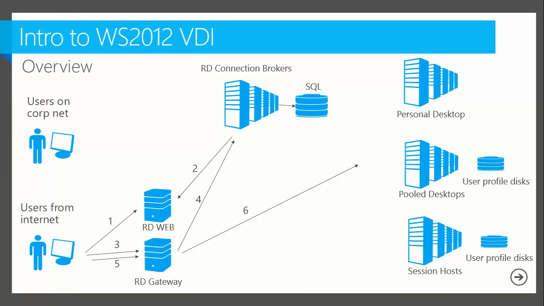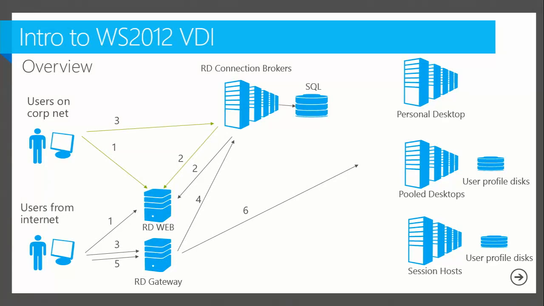If the user is on the internet, it's pretty simple. You just don't go through the gateway. You hit the RD Web, you log in to RD Web, and that results in the RD broker sending the list of resources that the user has access to. The user sees those as icons on the website and clicks on an icon.